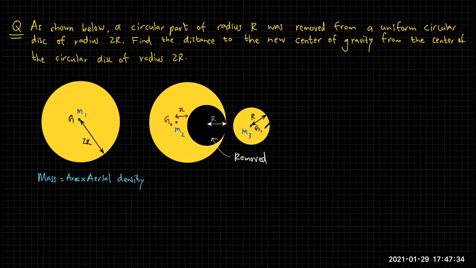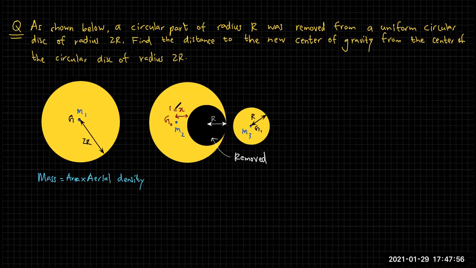They have removed it. So the question is, what is the distance to the center of gravity of the new part? You can see the new part. The black part is a hole here. Nothing is there. So we have to find the distance to that new center of gravity from the center of the larger circle. So this x is what we are supposed to find out.